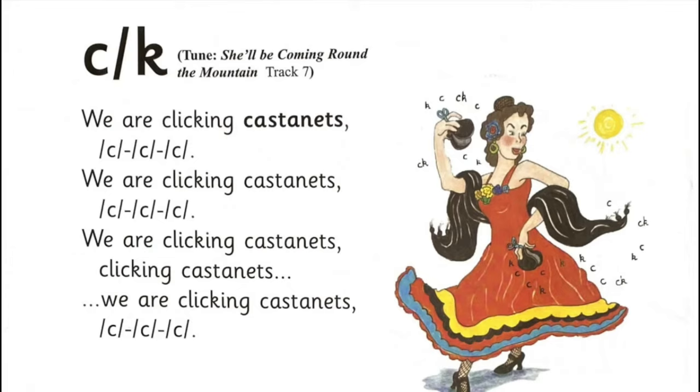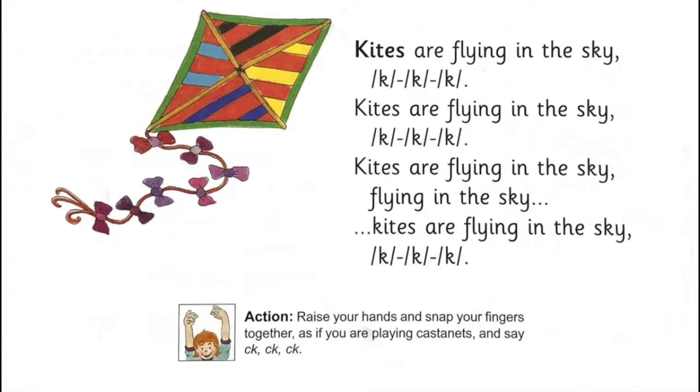Ka, ka, ka. Kites are flying in the sky. Ka, ka, ka. Kites are flying in the sky. Flying in the sky.